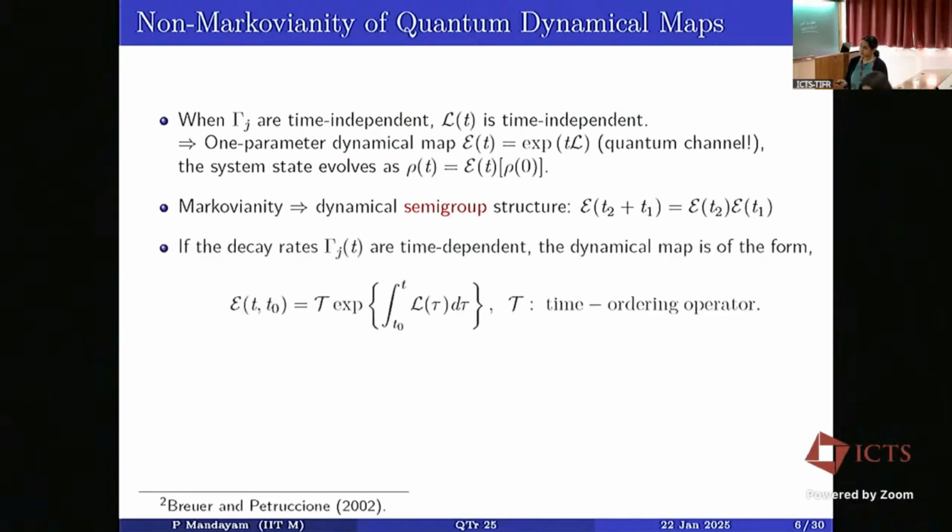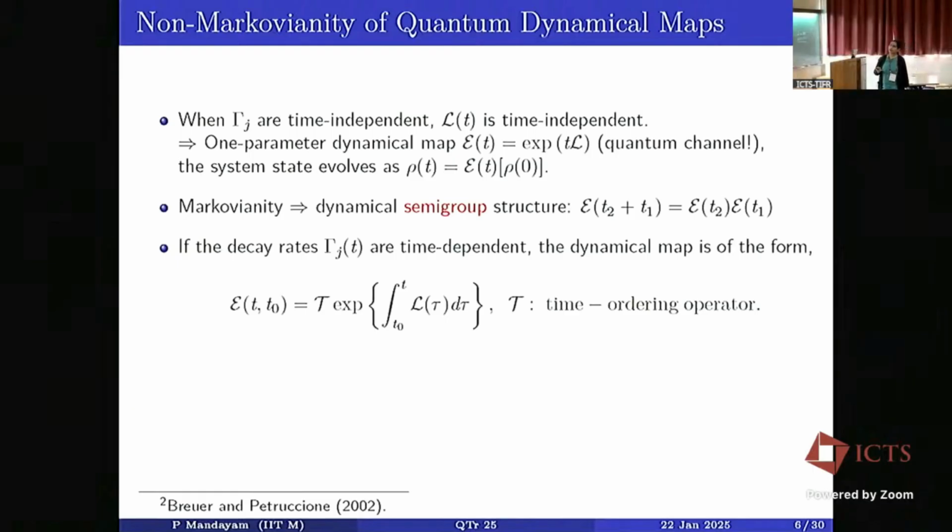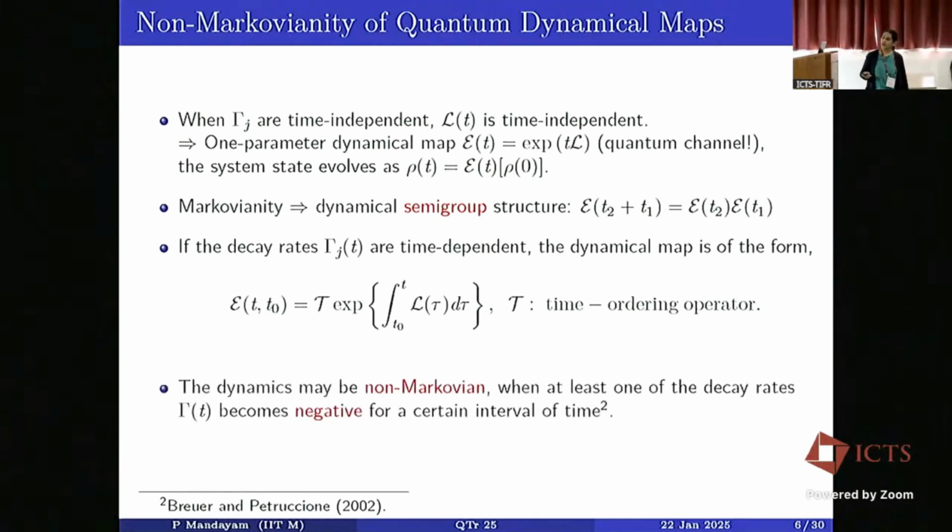But of course, more generally, these gamma_j's could be time dependent, and then this dynamical map is not of this simple form. It's this kind of time-ordered integral that you get here, and this no longer has a semigroup structure, right? So in this case, this in particular is the kind of non-Markovianity that we will be addressing in this work.